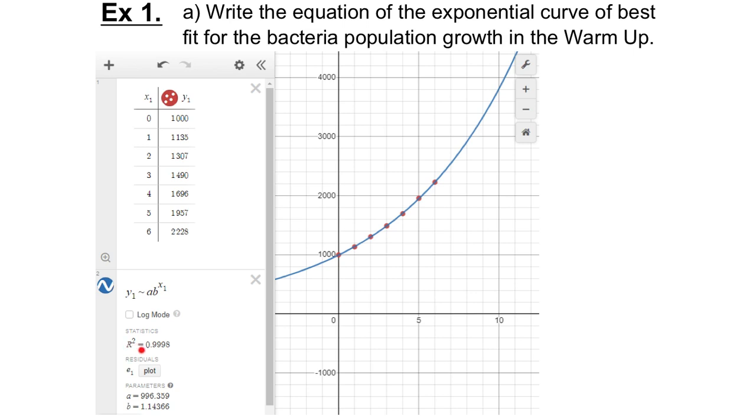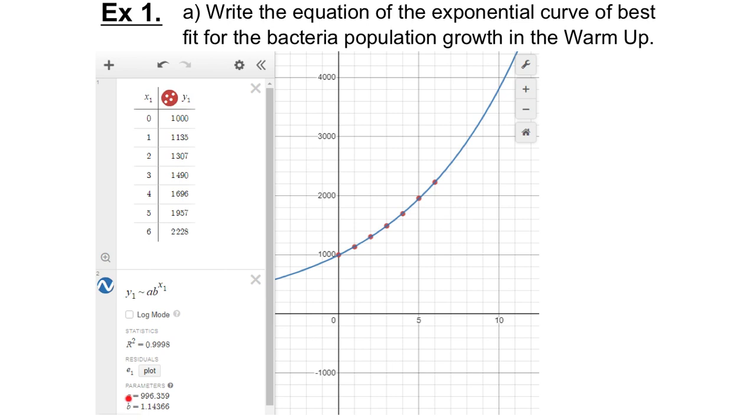The r² value, I'm not going to get too much into that, but that's a statistical measure of how well this equation or this graph fits the data in this table. The closer it is to the number 1, the better the fit. So when it says 0.9998, that's really close to 1. So that means that this model, this blue curve, fits our data really well. It's a very good model to fit our bacterial population growth.